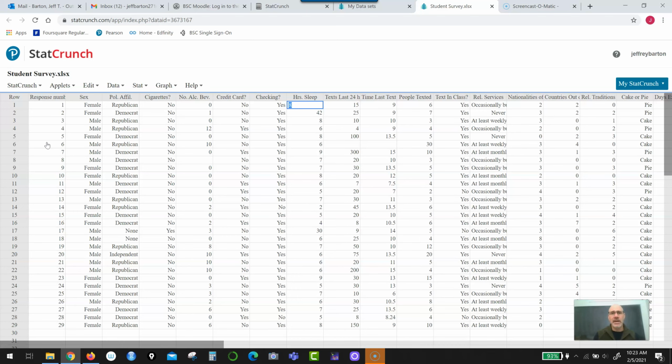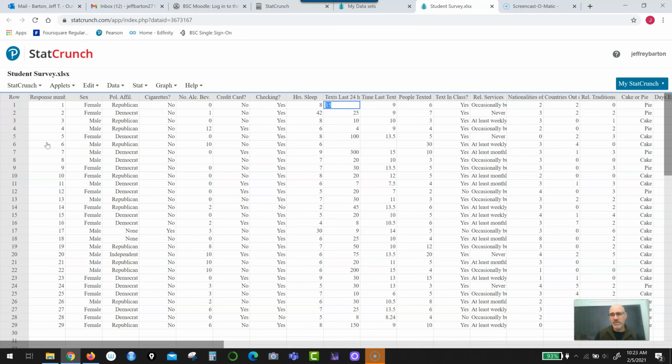So hours of sleep here, it looks like everyone reported whole numbers, but hours of sleep, of course, it makes sense to talk about a half hour of sleep or 0.1 hours of sleep. So hours of sleep is quantitative, but would be continuous.